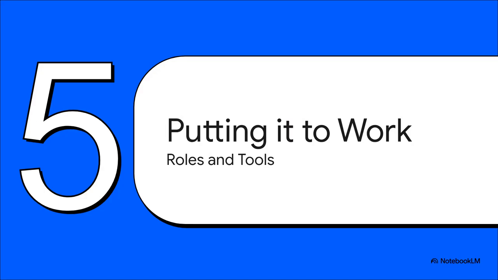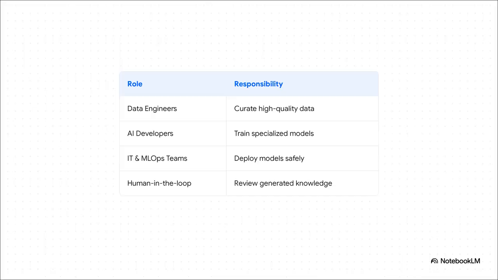Okay, so you're sold on the idea. How do you actually get one of these flywheels spinning in your own company? Well, it's not a one-person job. It takes the right people in the right roles with the right tools. Making this thing work is a total team sport. You've got your data engineers who curate all the data. The AI developers use that data to build the models. Your MLOps teams get them deployed safely. And this is critical. You need a human in the loop to check the AI's work, making sure only the good stuff gets fed back into the system.